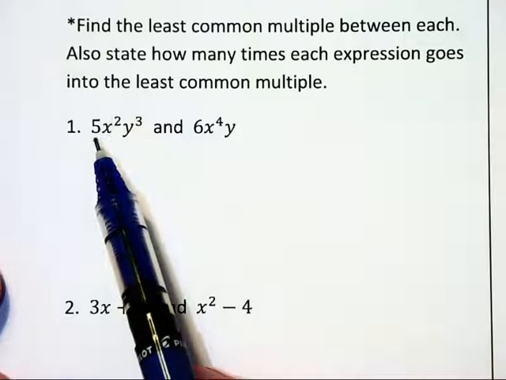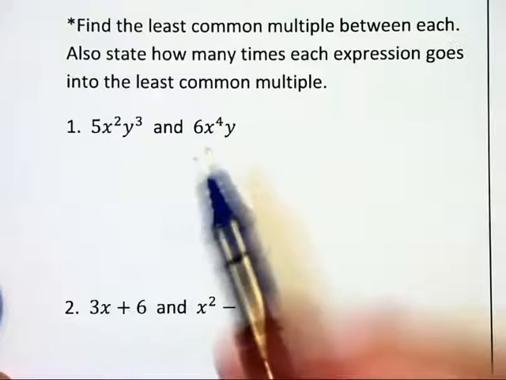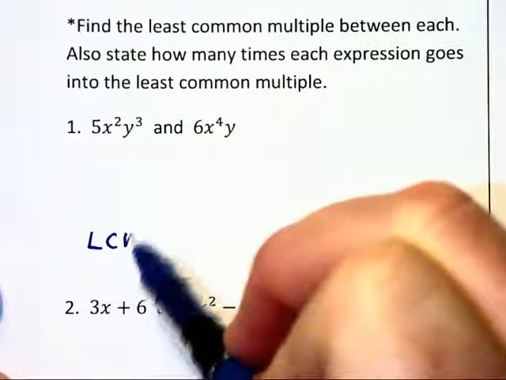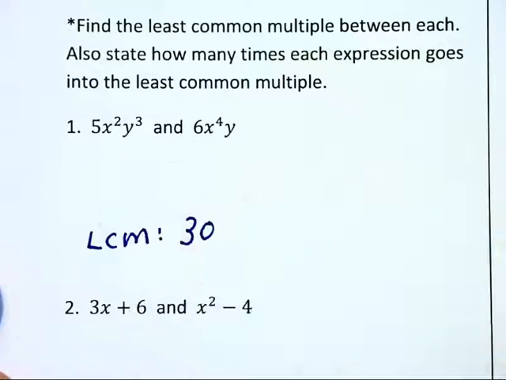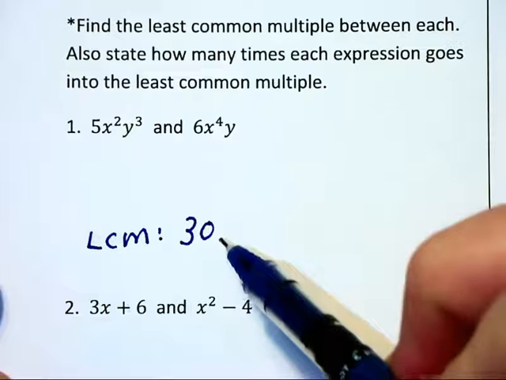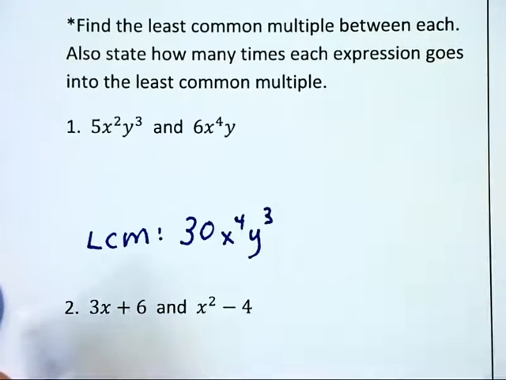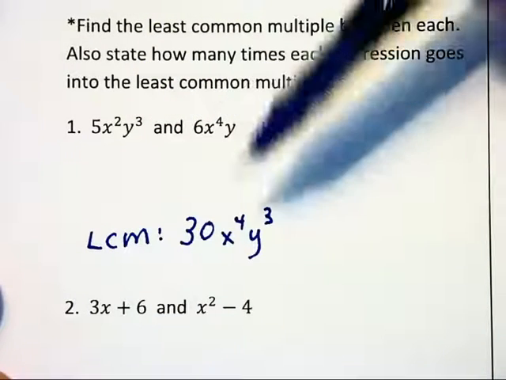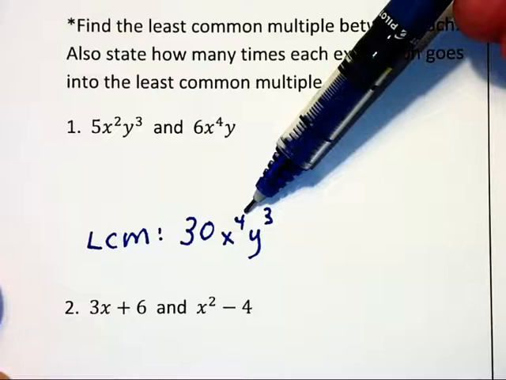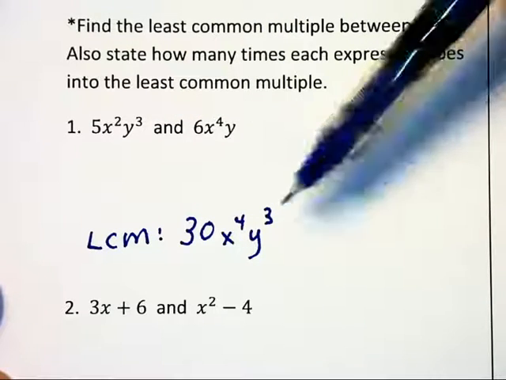I need something that both 5x squared y cubed and 6x to the fourth y go into. It turns out that the least common multiple is going to be 30, because 5 and 6 both go into 30, x to the fourth, y to the third. Now, for the x's, I looked at the x squared and x to the fourth, and I took the larger of the exponents. Same thing with y cubed and y. I took the larger exponent.